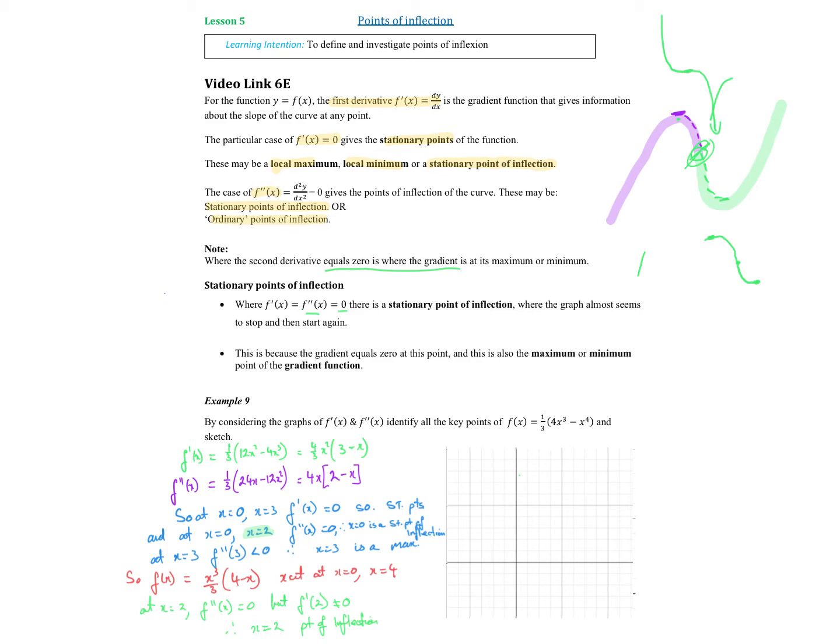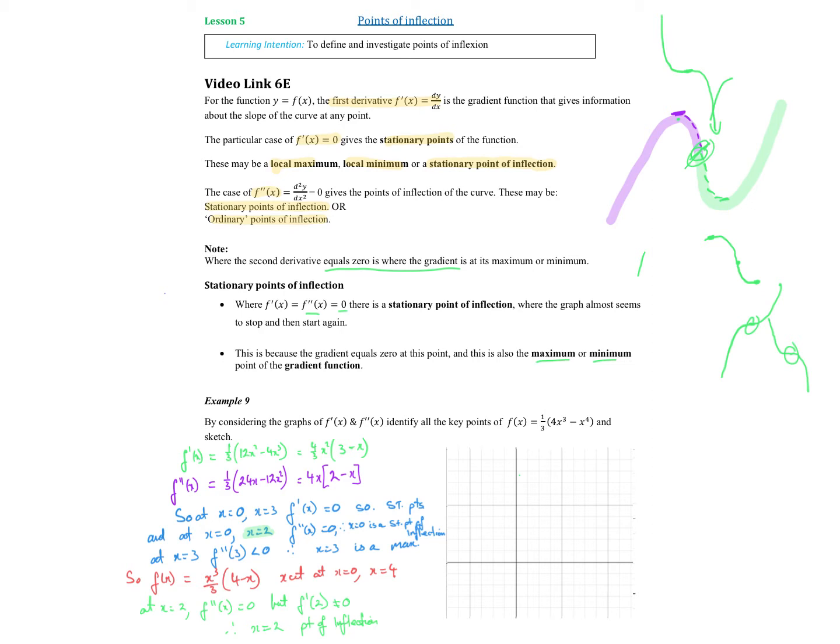Because the gradient equals 0 at this point, this is also a maximum or minimum point of gradient, isn't it? Typically minimum, though it depends. We've got a steep gradient into a 0 gradient into a steep gradient, so there was a minimum gradient there. Whereas if we're going the other way, it's a negative gradient into a 0 gradient into a negative gradient, so that makes that a maximum gradient, doesn't it?